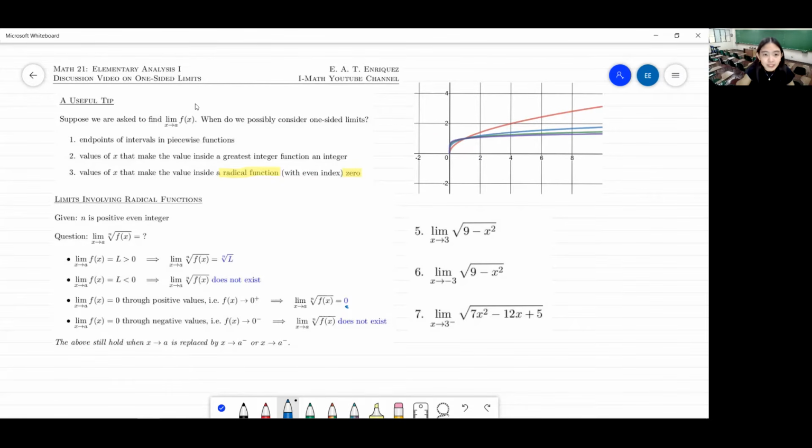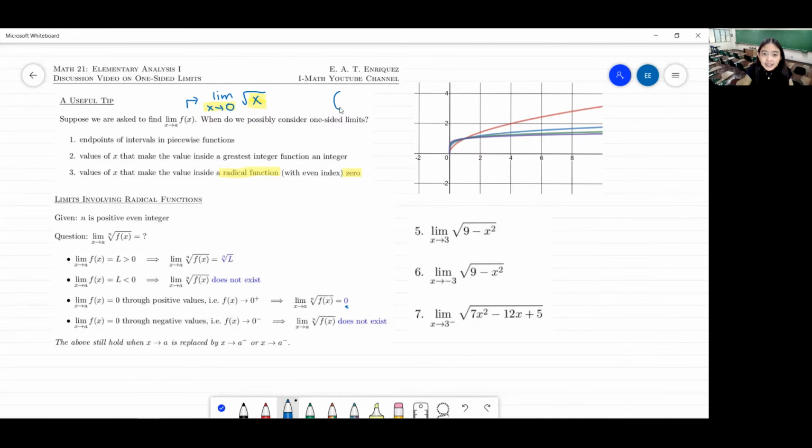Say for example, kung yung limit na pinapahanap sa inyo is say limit as x approaches 0 ng square root of x. Do not make the mistake to quickly say na 0 yon. No. Kasi we know na here we are only making x approach 0. So therefore, the radicand here also only has a limit of 0. Hindi mismong 0 yung value sa loob ng ating radical. So, in fact, we have to know at which side of 0 we are making x approach.